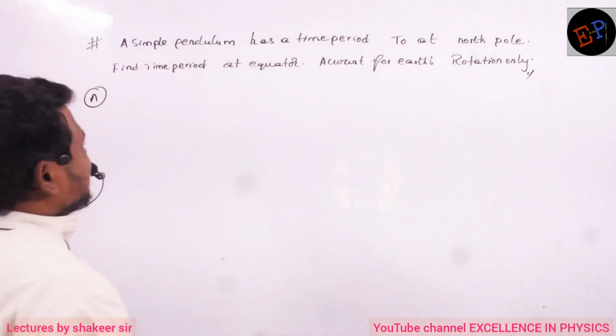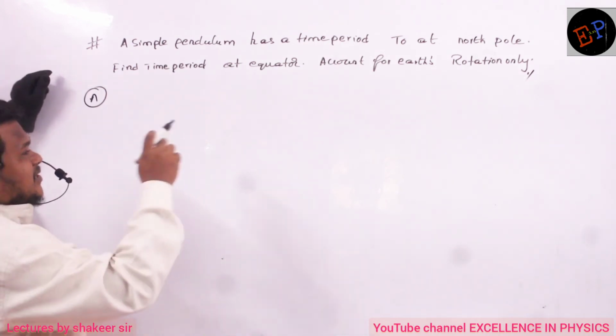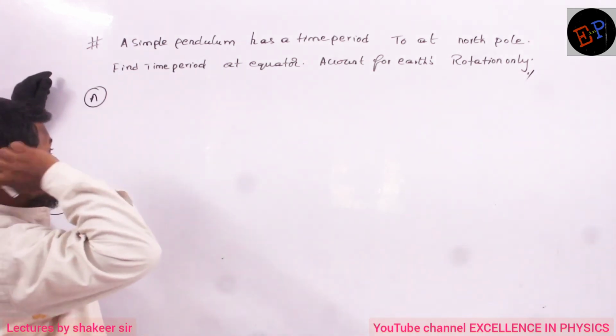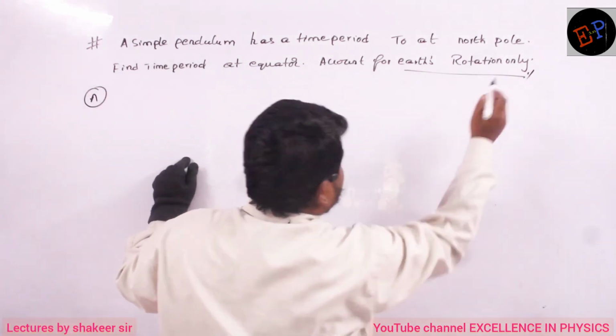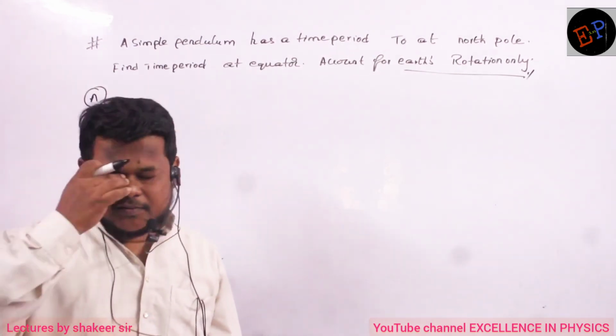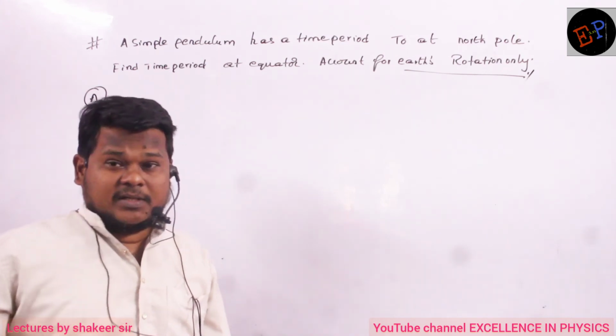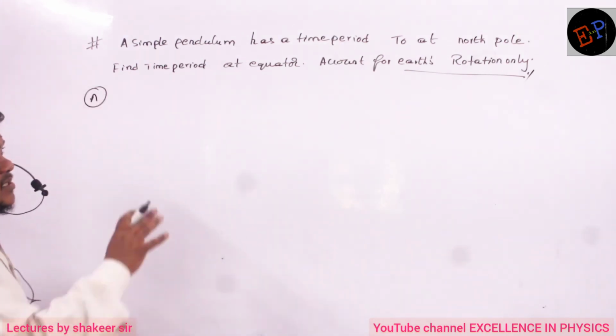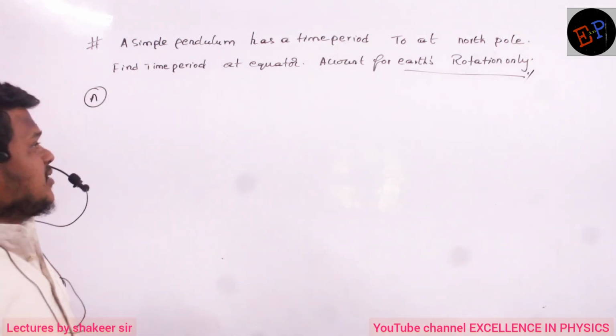A simple pendulum has a time period of T naught at the north pole. So he is asking to consider Earth's rotation only, and you don't consider the shape of Earth. That is the meaning of this. Are you able to understand? You need not consider the shape of Earth, just consider only the rotation of Earth.